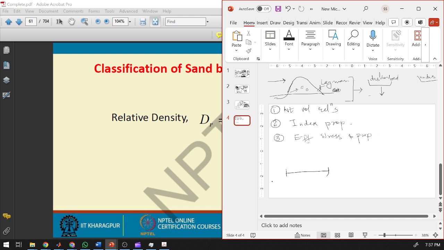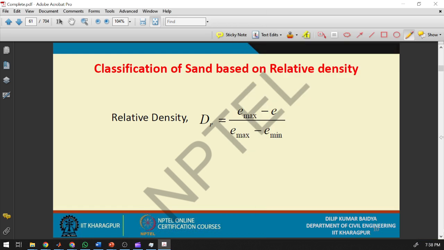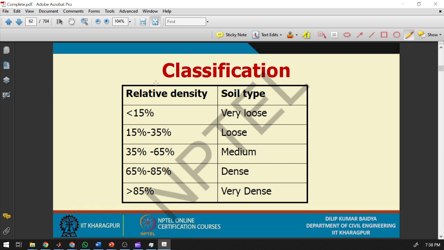Over the scale, you have e minimum and e maximum, and this is the entire range of void ratios that your soil can have. For example, it is at e here. Let's say this is maximum, this is minimum. We are taking this ratio. This ratio will always tell us about the relative density of the soil. This is what we use as a control in compaction studies. If it is less than 15%, it's very loose, 15 to 35 loose, greater than 85, very dense.